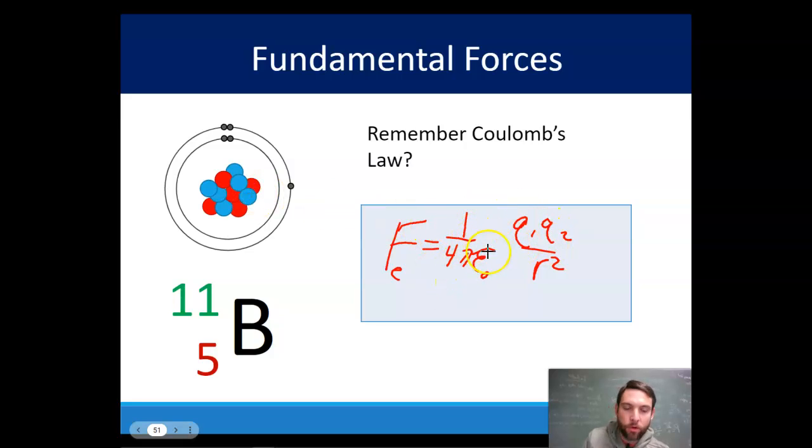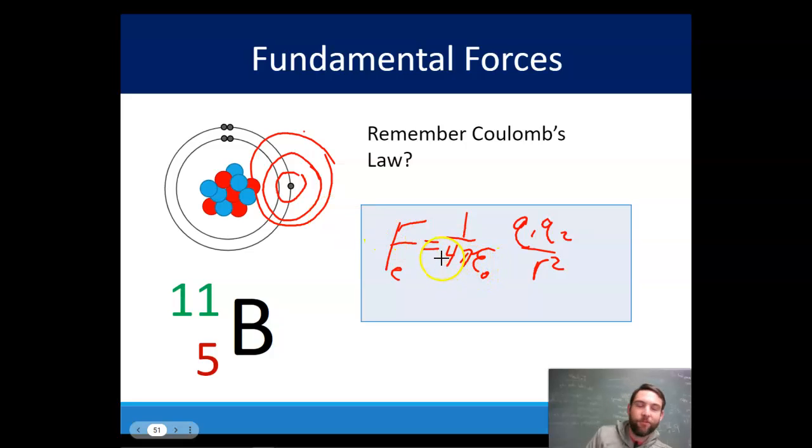This mess over here, this 1 over 4 pi epsilon naught: the 4 pi is because the force is radiating outwards in these concentric circles. And the epsilon naught is the permittivity of free space, typically. It could be the permittivity of water, if that's what we're dealing with, but typically we'll use free space. And all of this stuff right here is condensed down into Coulomb's constant, which is 8.99 times 10 to the 9.